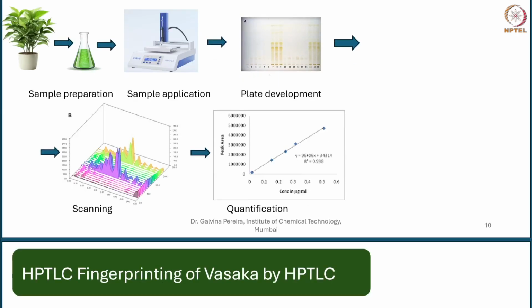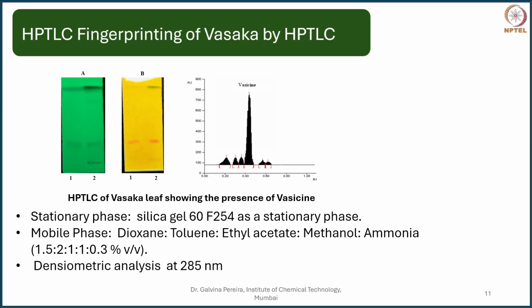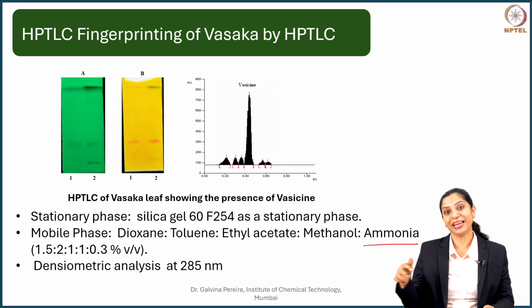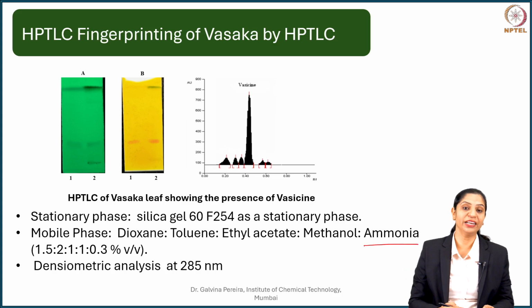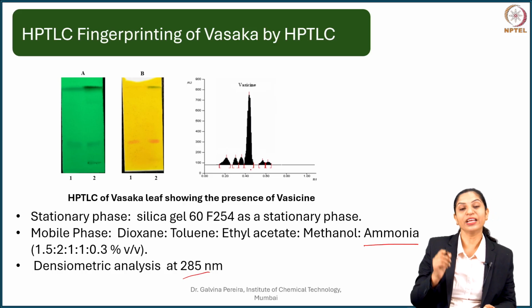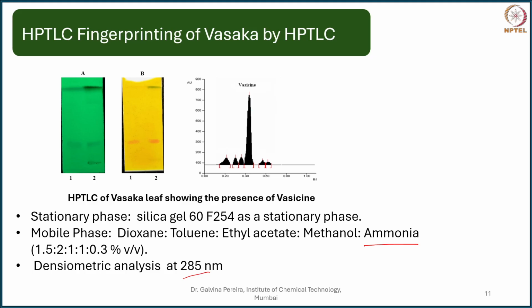I'll give you a few examples. In this case, you can see this is a typical TLC of your Vasaka. Herein they have used a mobile phase of dioxane, toluene, ethyl acetate, methanol, ammonia in a ratio of 1.5 to 1.3. Mostly you will see alkaloidal mobile phases use a base, for the reason that the alkaloids have to be kept unionized. Now the densitometric scan, you can see it's brought in here, and you can get an area under the curve for Vasicine. You can apply your extract and see how much Vasicine it contains.